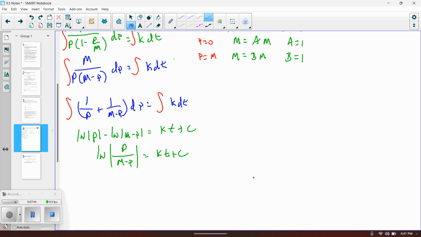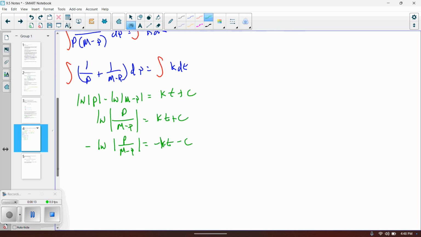I'm going to want to do something with the order that that p is in the denominator. So maybe there's probably a better way to do this, but I'm going to multiply everything through by a negative. Negative natural log absolute value of p over m minus p equals negative kt minus c. Technically, you could probably leave that as a plus c because it's just going to be a plus negative c. Doesn't matter. All right.